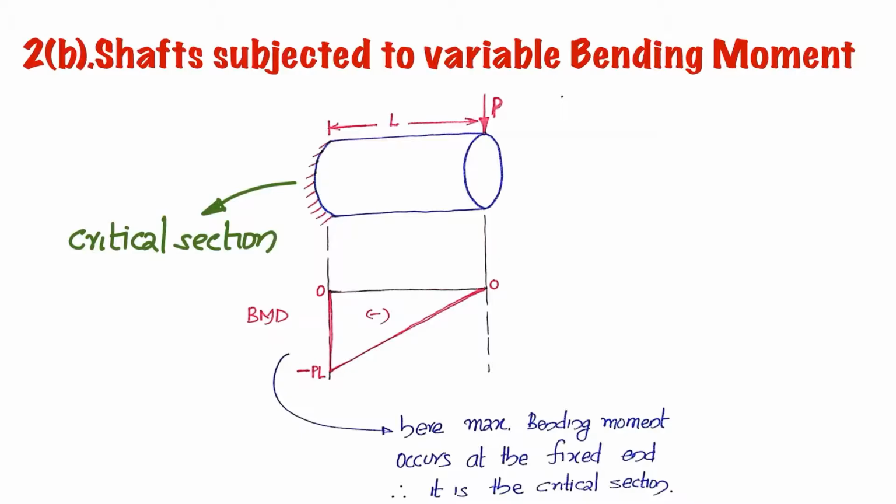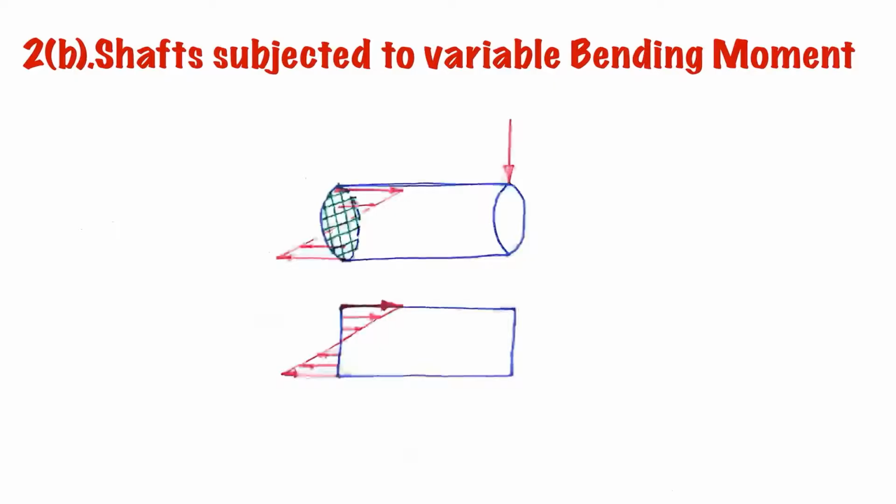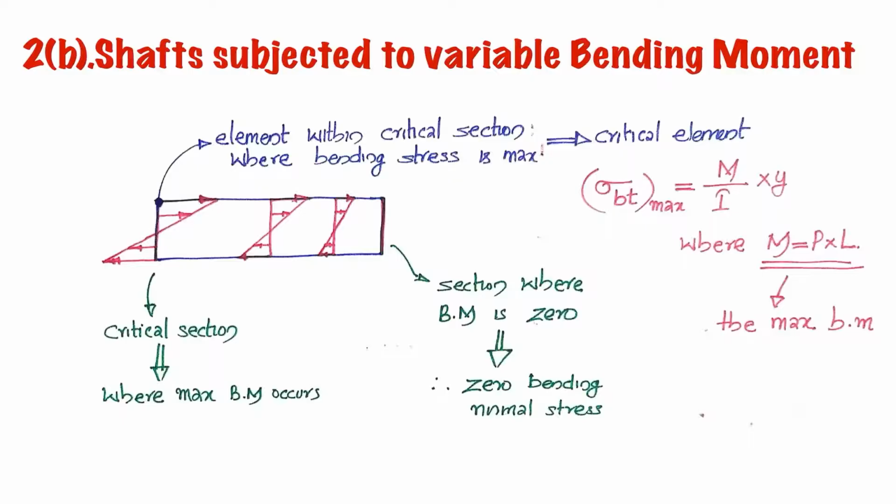Once you have identified the critical cross section, next you have to identify where the critical element is located within it. Since it is a bending moment, the critical elements will occur similar to the previous case. The critical elements will lie at the topmost point and bottommost point. The section at the fixed end is shown, and the bending stress distribution is also shown, which is similar to the previous case.